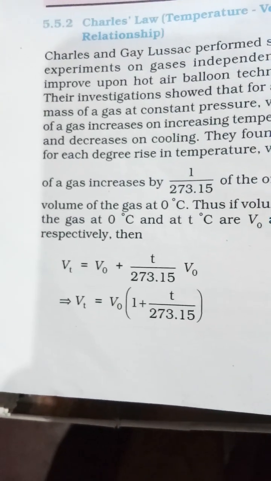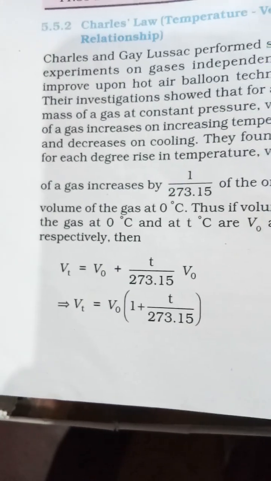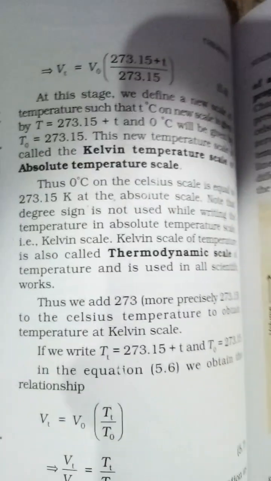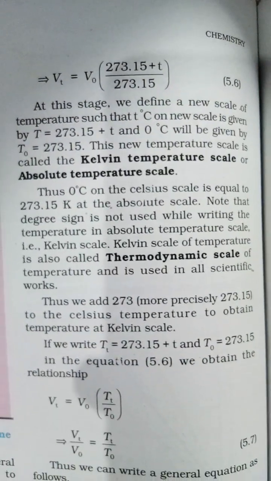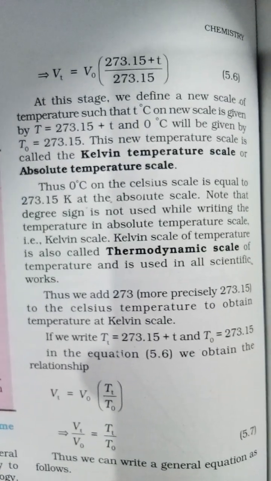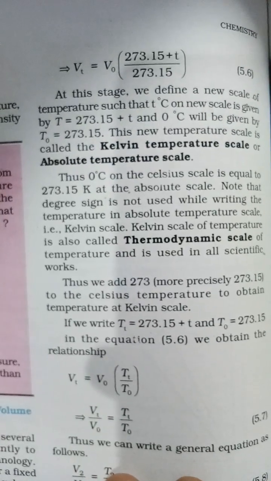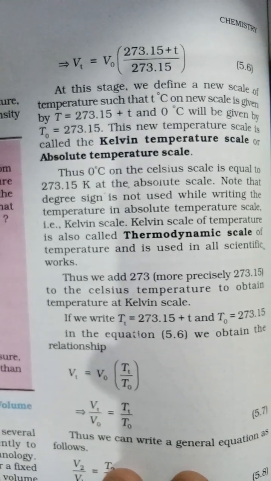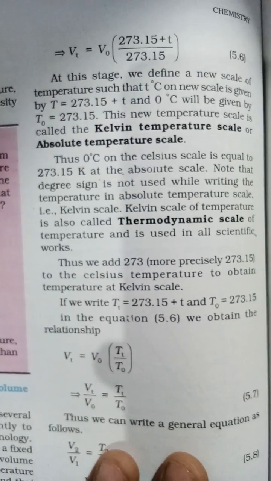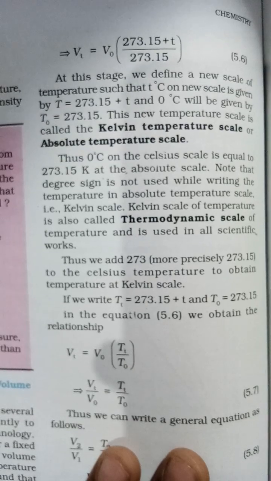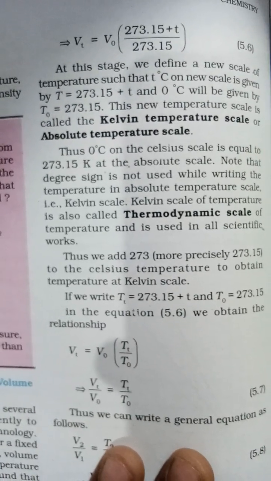Implications here: Vt is equal to V0 times (1 plus t/273.15), and you will see Vt is equal to V0 times (273.15 plus t)/273.15. When you solve the equation at this stage, we define a new scale of temperature such that t degree Celsius on the new scale is given by T equal to 273.15 plus t, and 0 degree Celsius will be given by T0 equal to 273.15.